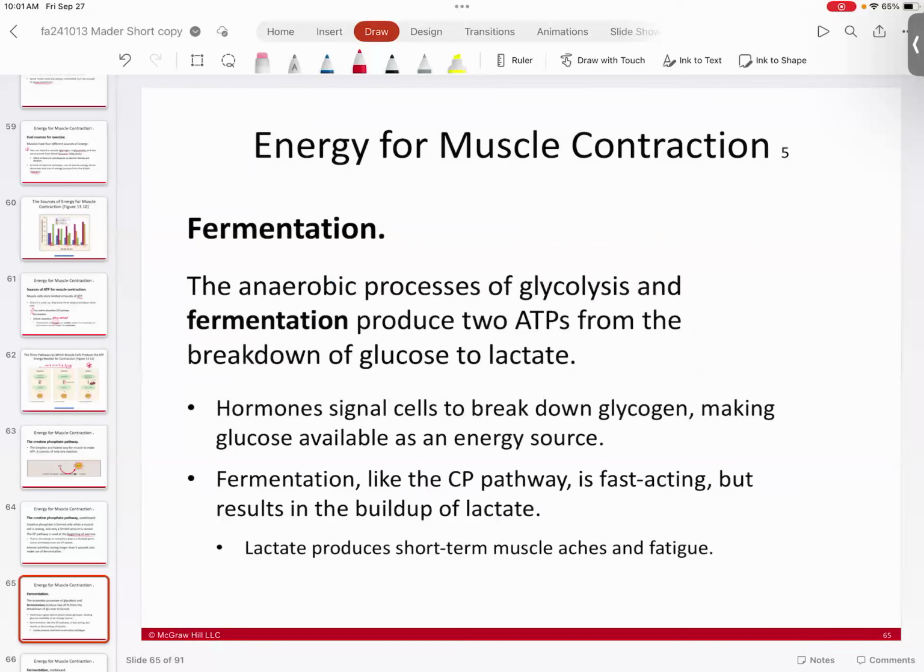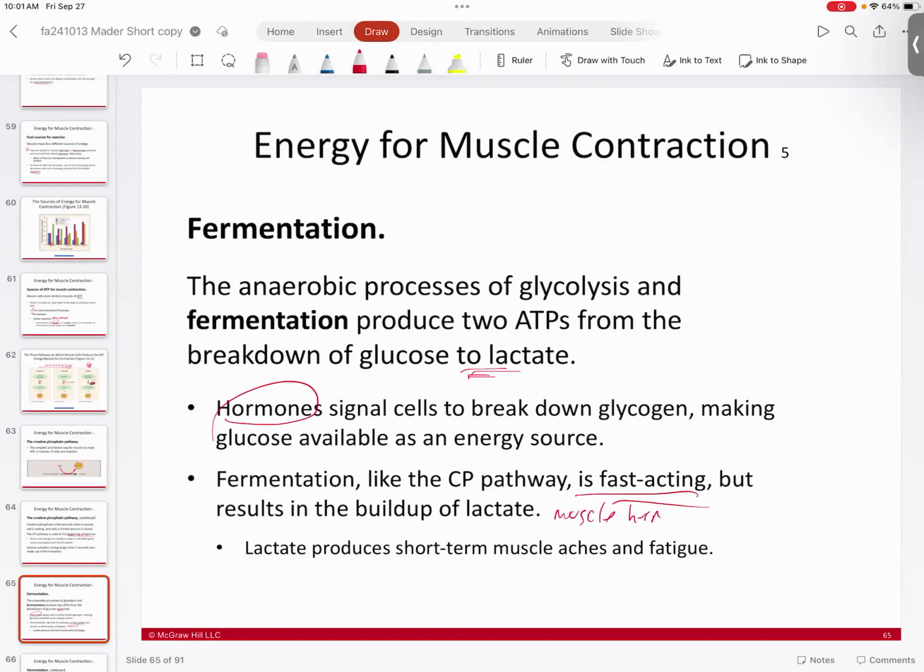Now, fermentation is basically going to produce a couple of ATPs. It's going to be breaking down glucose to lactate. And so oftentimes this will be controlled hormonally to break down glycogen, makes glucose, which is available as an energy source. So you'll be able to burn that. But fermentation, like the CP pathway, is fast acting. So basically it results in the buildup of lactate, which causes a little bit of burn. And so, for instance, this is kind of your muscle burn.